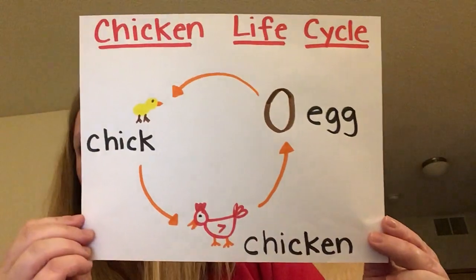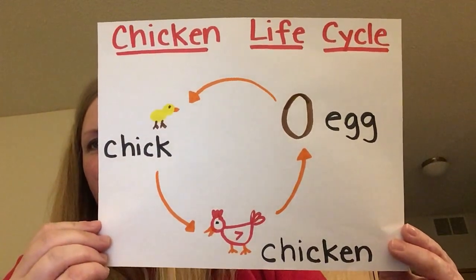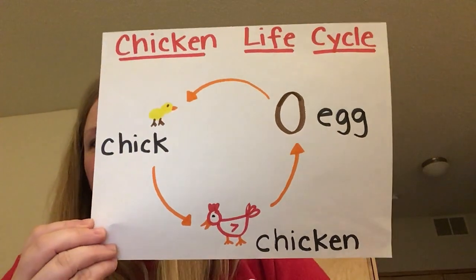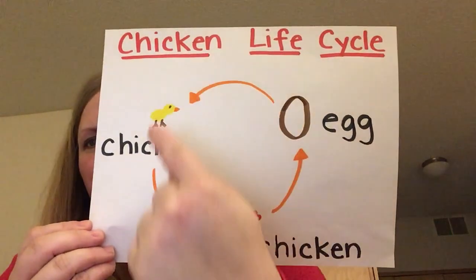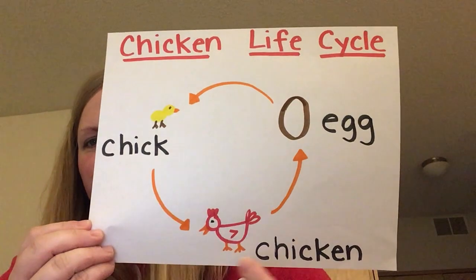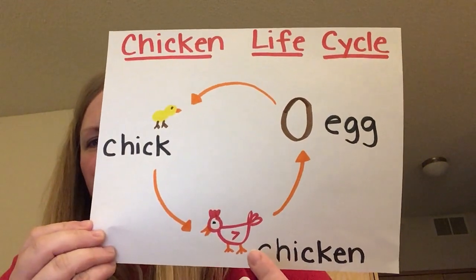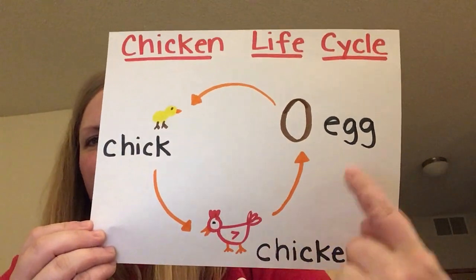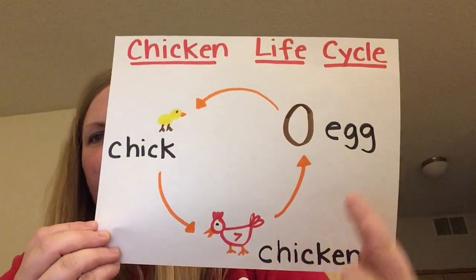Chickens are the first life cycle we're going to learn about. And here's my drawing of the chicken life cycle. They start as an egg, they become a chick, and then they become a chicken. The chicken hatches or lays an egg, and it keeps going around and around and around. So that is the chicken life cycle.